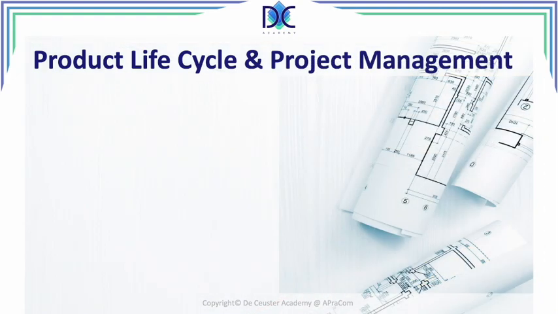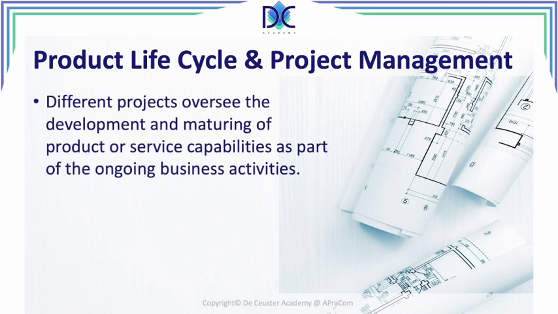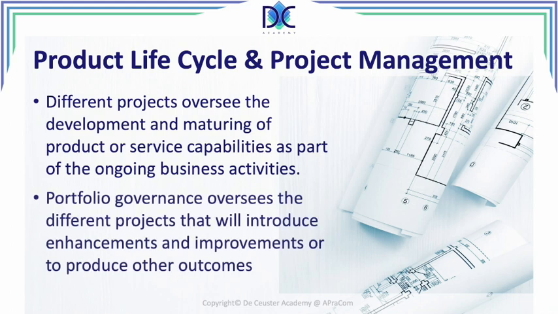When we look at the product lifecycle and project management, there are different projects that oversee the different stages of the product. We've seen that in the previous slide. We look at the elements, we look at all these projects which are in fact part of the ongoing business activities. We have to update the products, we have to improve them, we have to revise them, and things like that. Portfolio governance oversees the different projects that will introduce enhancements and improvements or to produce other outcomes. So we have the portfolio governance that is basically dealing with all of these elements.